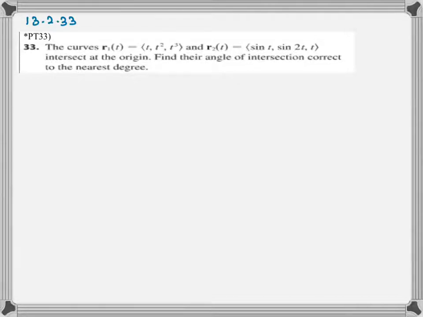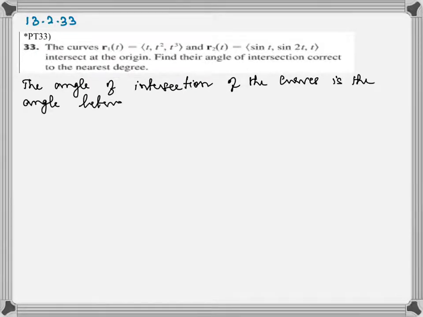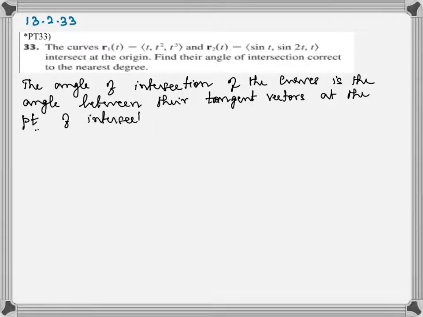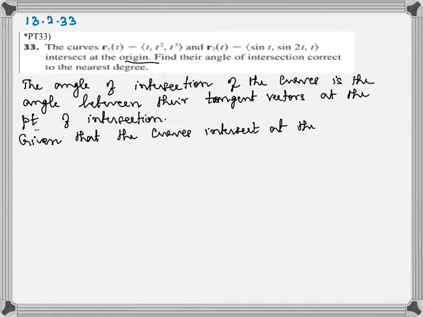So first, the angle of intersection of the curves is nothing but the angle of intersection of the tangent vectors. So we have to first note that result. The angle of intersection of the curves is the angle between the tangent vectors at the point of intersection. It's given in this problem that the two curves intersect at the origin.